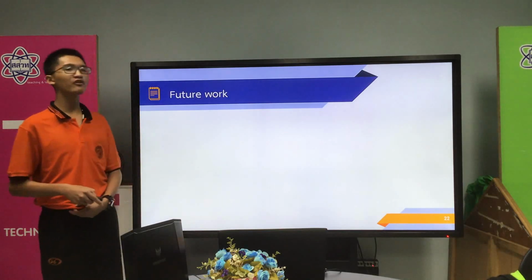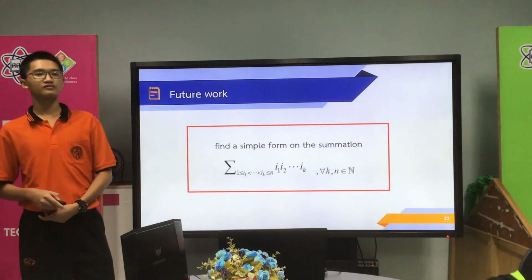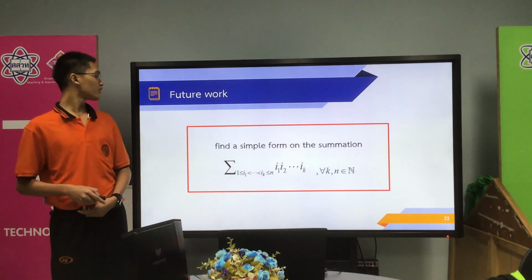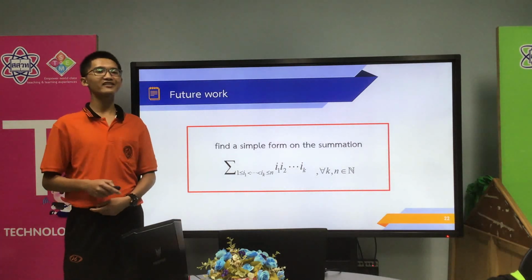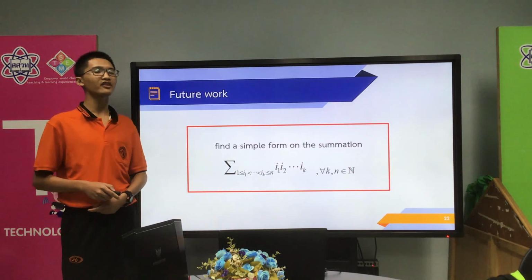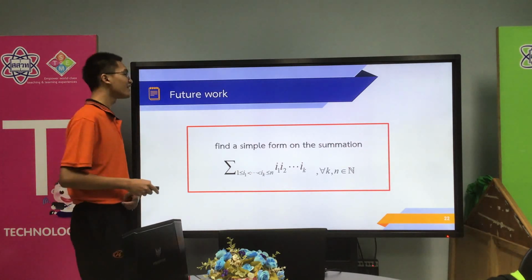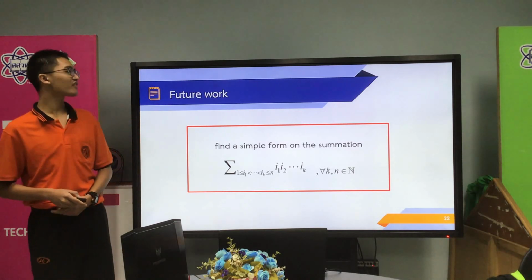So for my future work, we will find a simple form of the summation over 1 less than or equal to i sub 1 less than dot dot dot less than i sub k less than or equal to n of i sub 1 times i sub 2 times dot dot dot times i sub k, for k and n natural numbers.